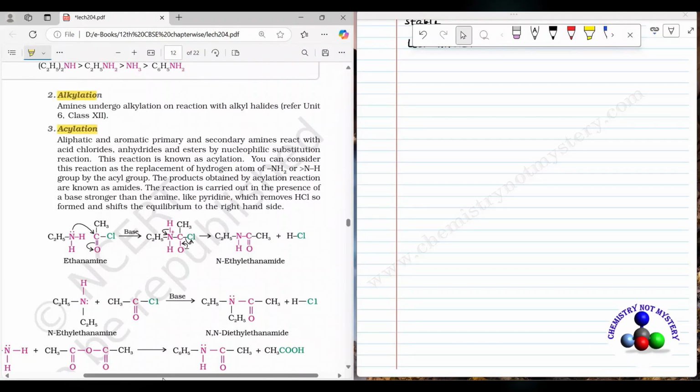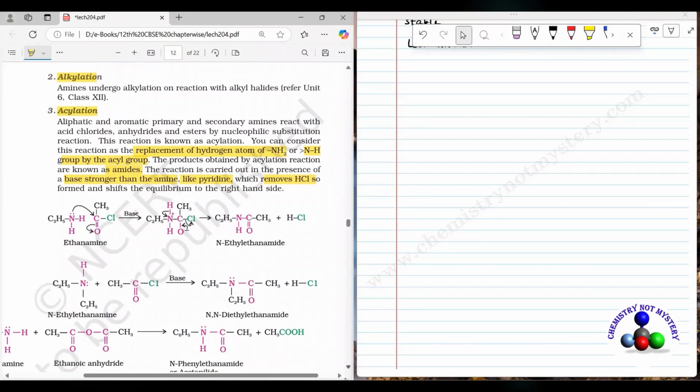Aliphatic and aromatic primary and secondary amines react with acid chloride, anhydride and ester by nucleophilic substitution reaction. This reaction is known as acylation. You can consider this reaction as the replacement of hydrogen atom of NH2 or NH group by acyl group. The product obtained by acylation reaction is known as amides. The reaction is carried out in presence of base stronger than amines like pyridine, which removes HCl so formed. Shift the equilibrium to the right hand side.